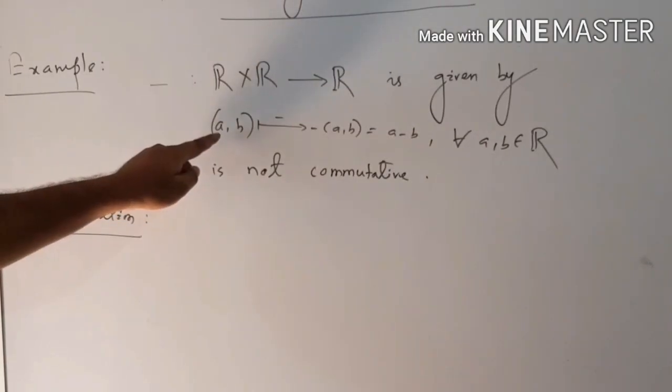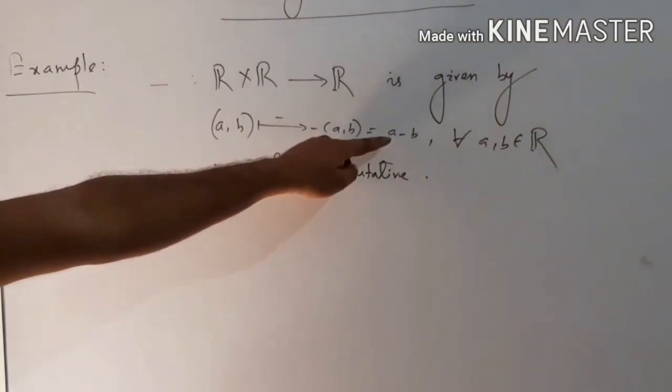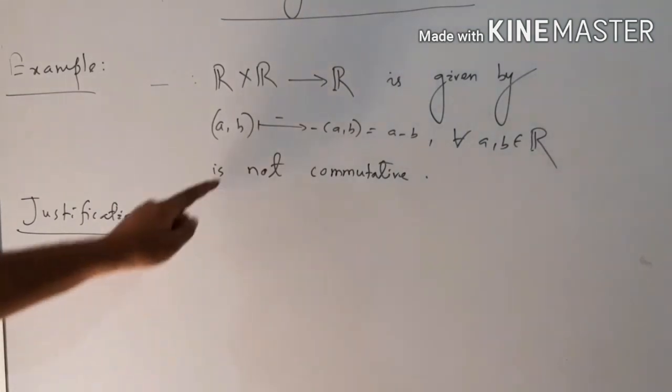Example, the subtraction operation from R cross R to R given by subtraction of A comma B, which is equal to A minus B for all A, B belongs to R, is not commutative.